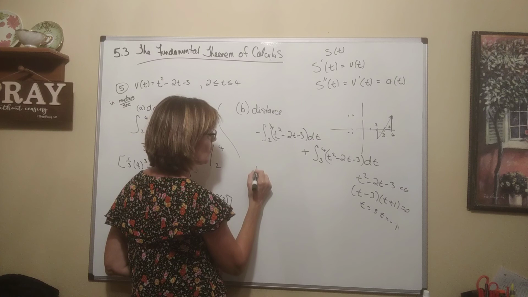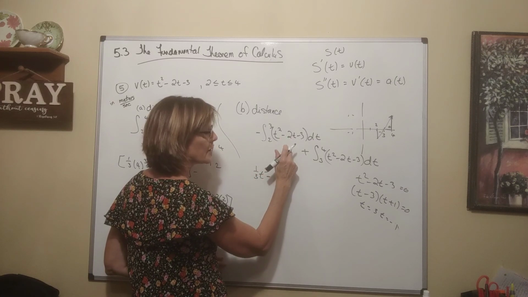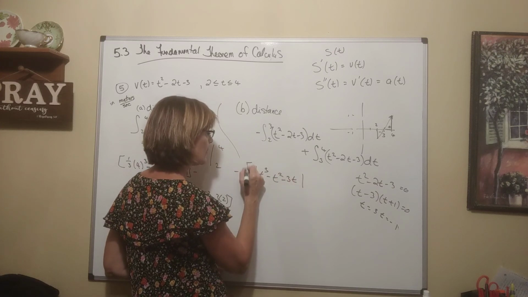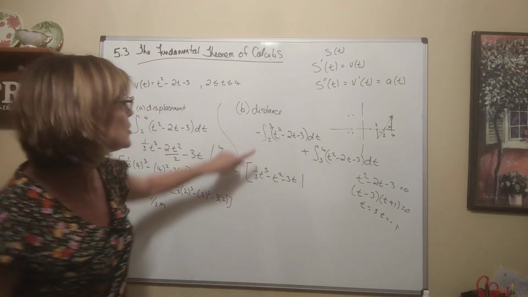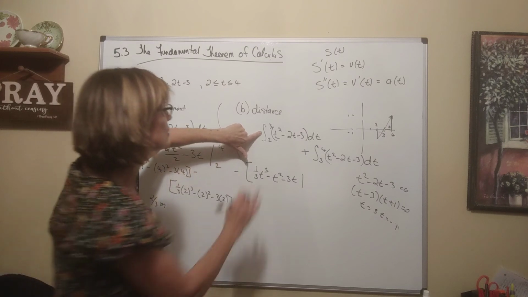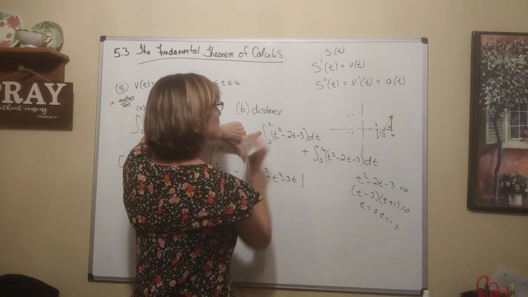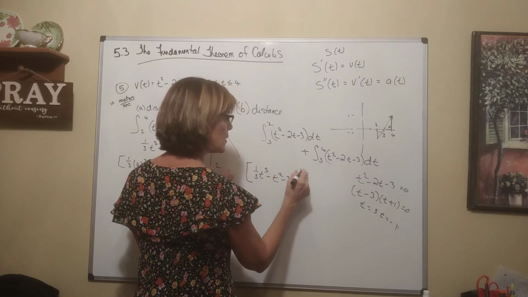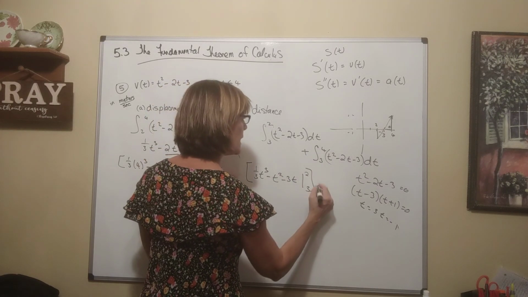This is going to be 1/3 t cubed minus 2t squared divided by 2, which is minus t squared, minus 3t, the negative of this, from 2 to 3. However, if I don't want to do from 2 to 3, if I want to take care of this negative, here's another thing I could do. I could switch the limits, because there's the integral rule that says we could do that. So I'm going to do it that way. And so it's upper minus lower. So I'm going to plug in the 2 first and subtract it from the 3.